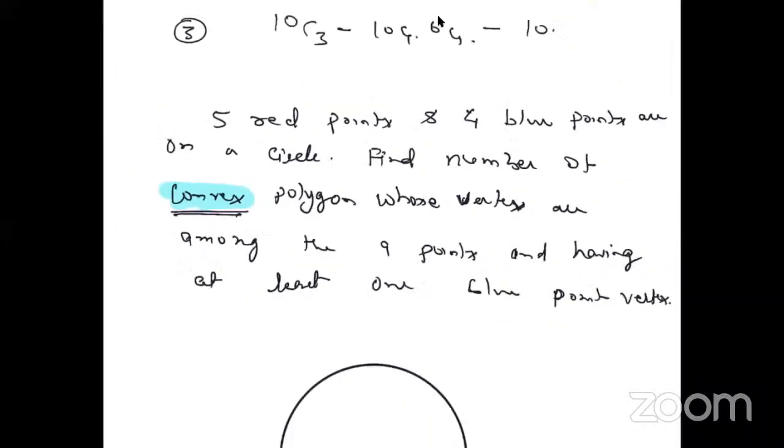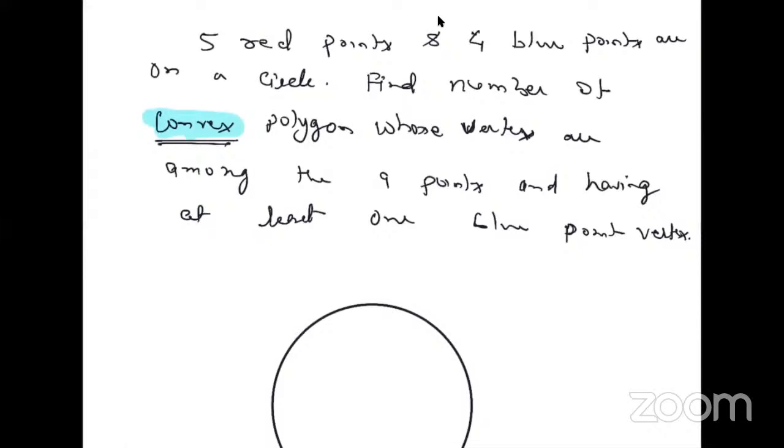So no worry. 4 blue points and 5 red points are given, and we have to make convex polygons. Convex polygons start with triangle and go up to all the 9 points, up to nonagon. So maximum 3 minutes for this question, then I'll start.